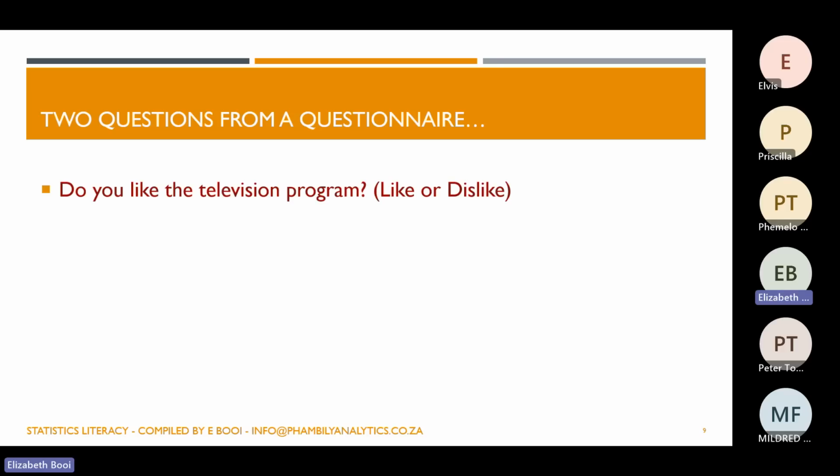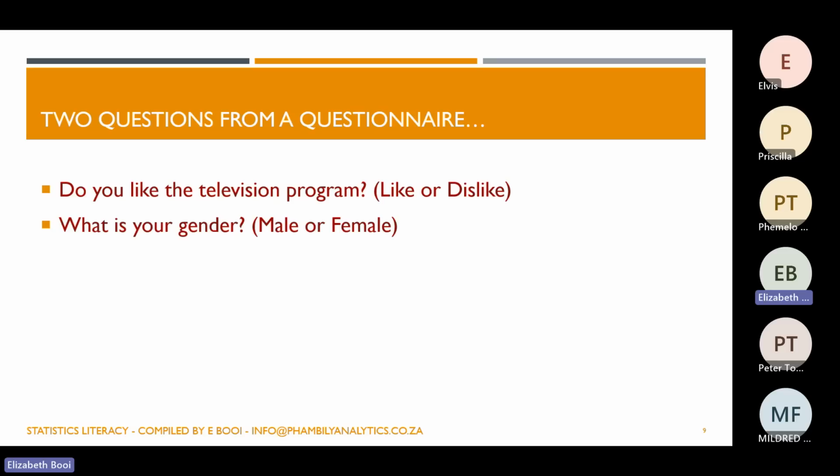Let's assume that we sent out a questionnaire with a lot of questions, but we are interested in 2 questions from that questionnaire. The first question is, do you like the TV program? The answer is a dichotomous answer, which means they either like or dislike. And the second is, what is your gender? Here we're looking at only males or females.